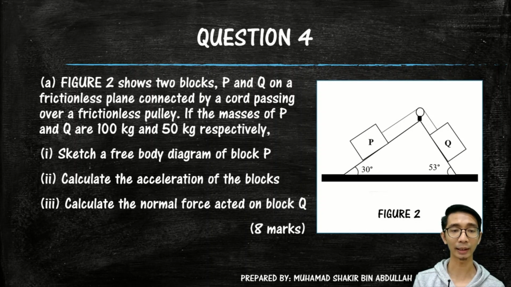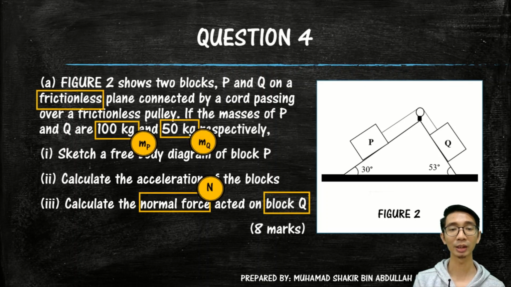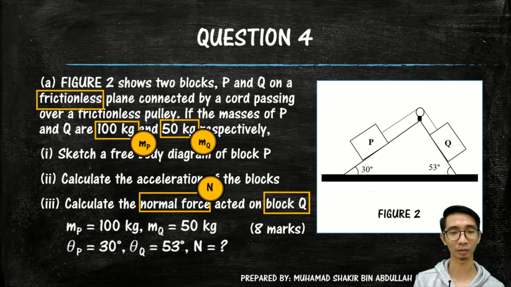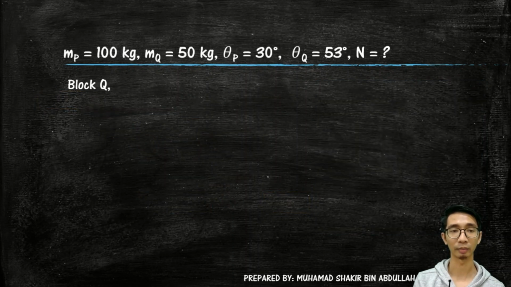Part 3, calculate the normal force acted on the block Q. So in this case, we are focusing on block Q. The keywords: normal force on block Q. So focus on block Q. We are still using the same information, and here is block Q.